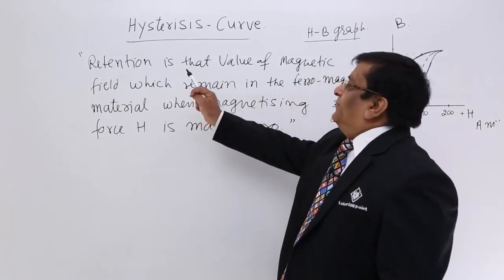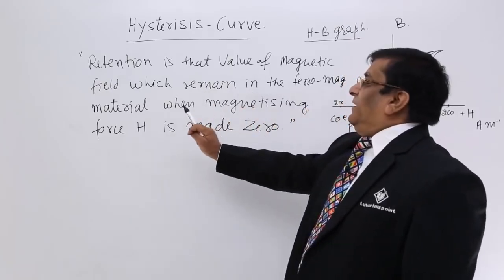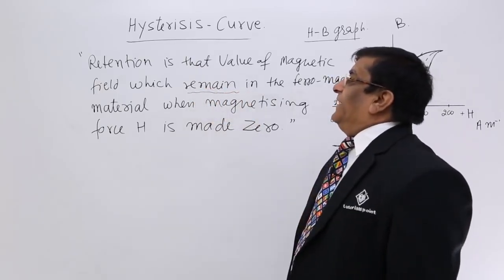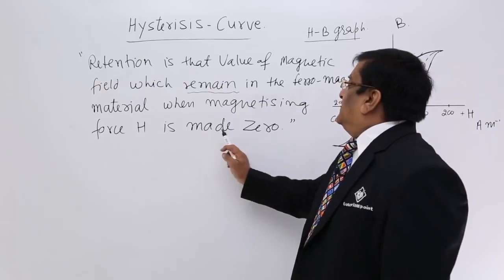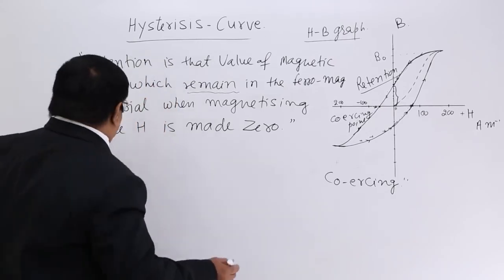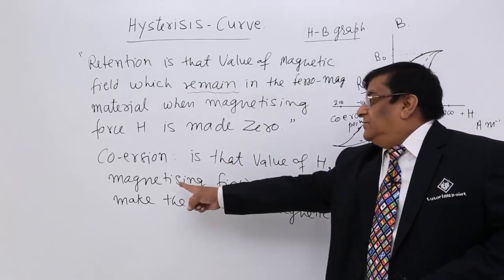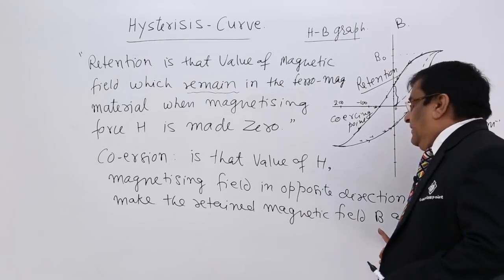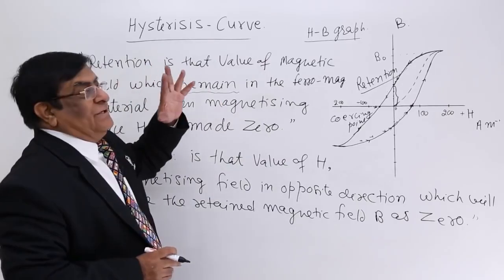Okay, so here is the definition of retention. Retention is that value of magnetic field which remains in the ferromagnetic material. This is important. Remains or is retained in the ferromagnetic material when magnetizing force H is made 0. Similarly, we can make a definition of coercion. Coercion is that value of H, magnetizing field, in opposite direction which makes the retained magnetic field 0. So this is coercion and that was retention.